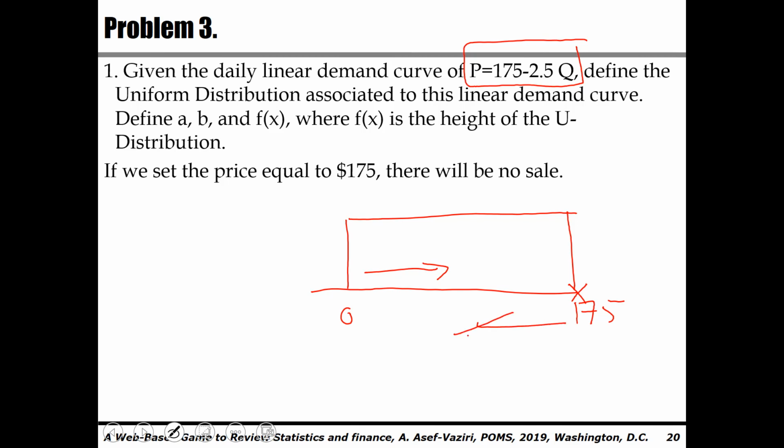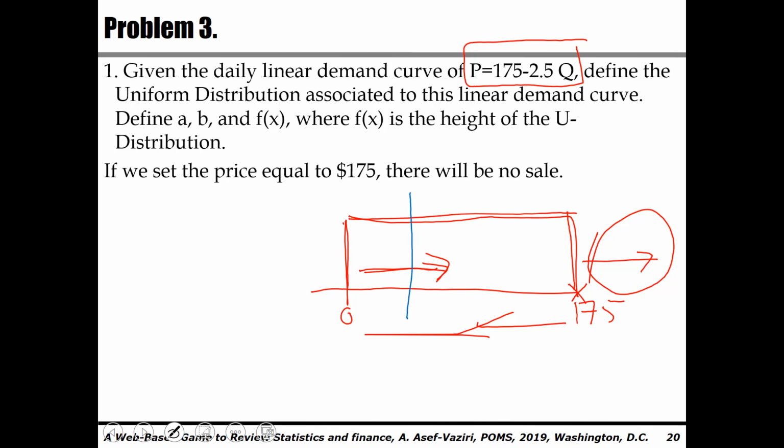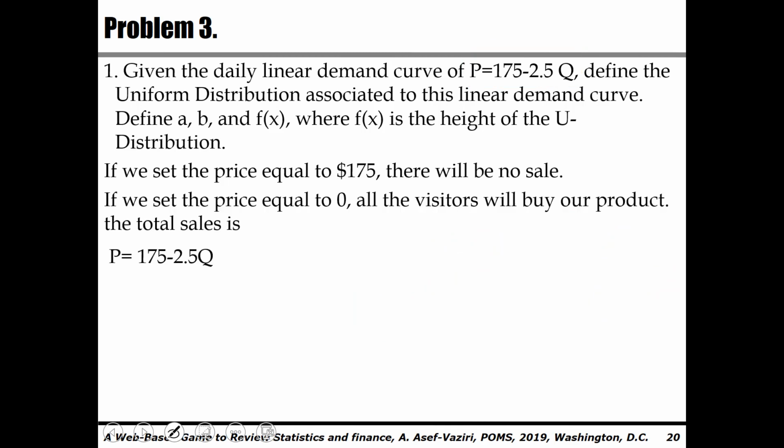Therefore, I should not look at this side. I should look at the other side, because it is in this side when the probability is equal to 0. And it is in this side when the probability is equal to 1. So if I set any price, for example, this price, probability of sales is computed like this. Given that demand curve, if I set price equal to 0, I can solve this equation and I get Q equal to 70. So the maximum I can solve, even at price of 0, is 70 units.